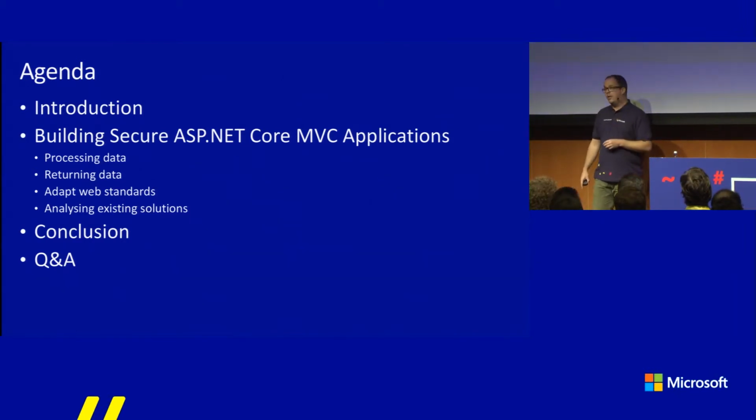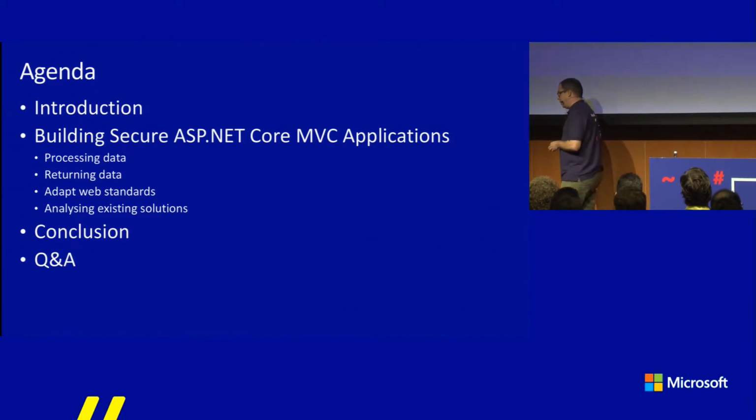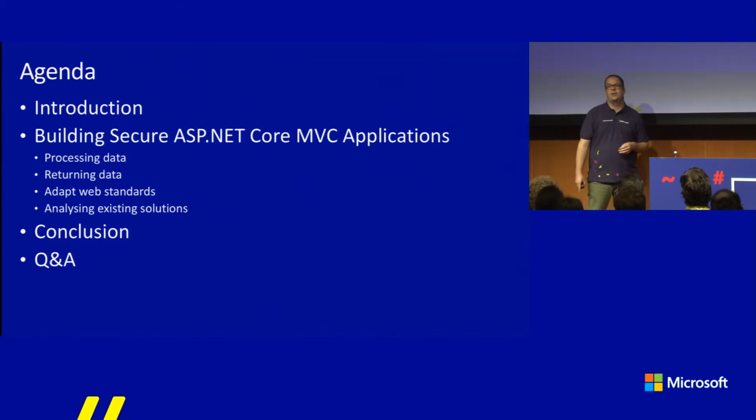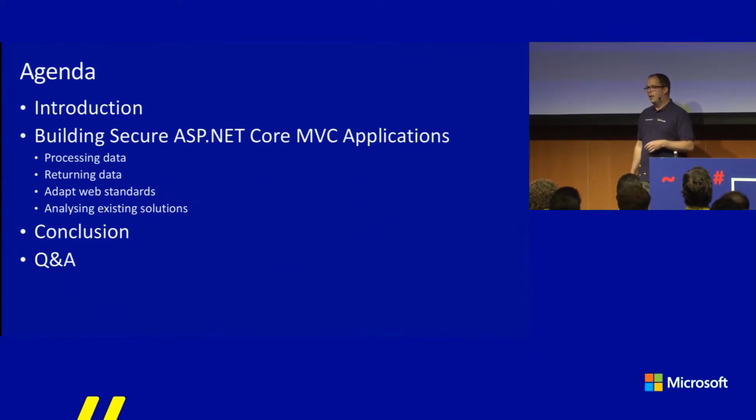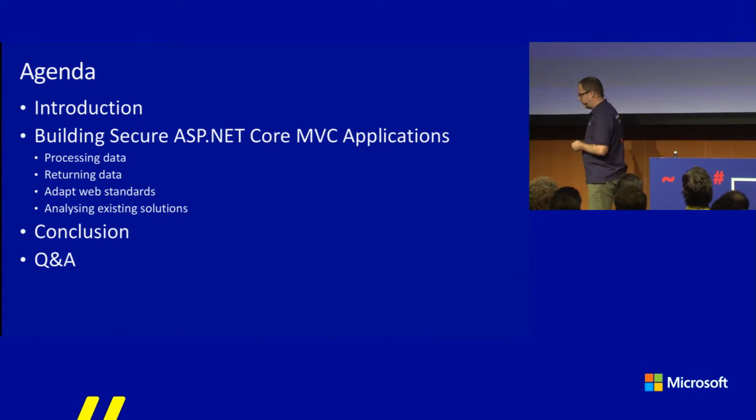Then we're going to see how easy or how difficult it is to adapt ASP.NET Core to some newly introduced web standards. And then at the end, we also want to make sure that we are analyzing our current solutions for the flaws that we've just discussed. So I would like to show you some ways you can determine and analyze your current solutions for these problems. Then there will be a conclusion, and at the end there's a possibility for question and answer.